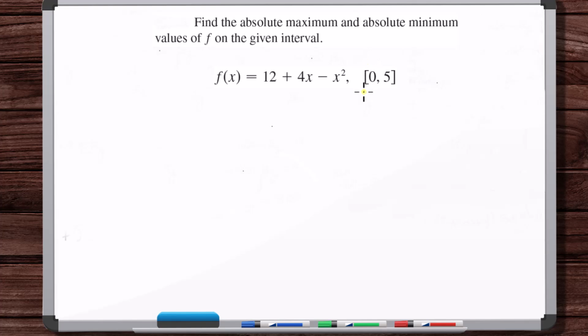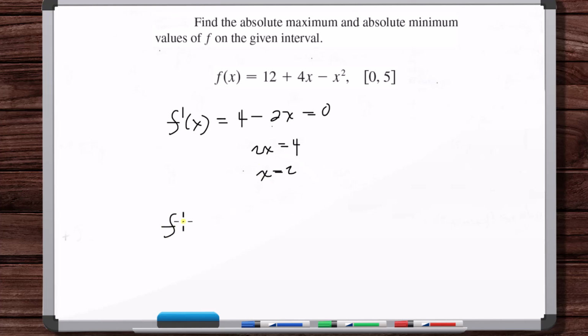Then you find the values of the function at the endpoints, because this is a closed interval. And then the largest of those values, the critical values and the endpoint values, is the absolute max, and the smallest is the absolute min. Okay, so let's do those steps. F prime of x is 4 minus 2x. Set this equal to 0, 2x is equal to 4, so x is equal to 2, and then there are no values where this derivative doesn't exist. So here's the critical number, the only critical number.